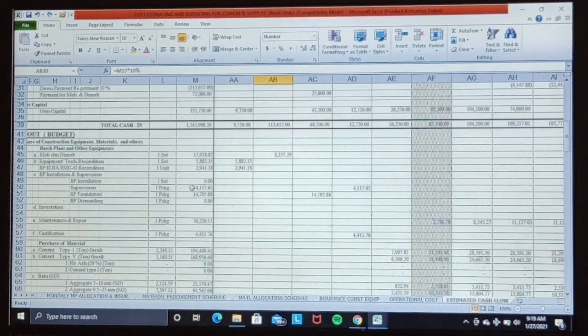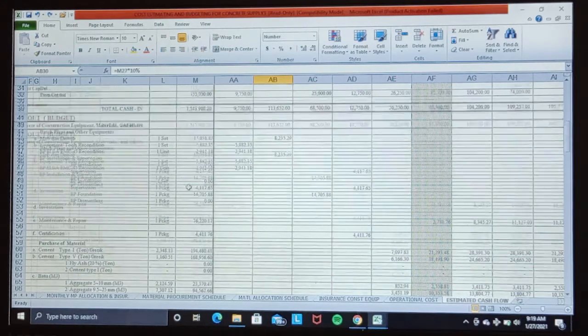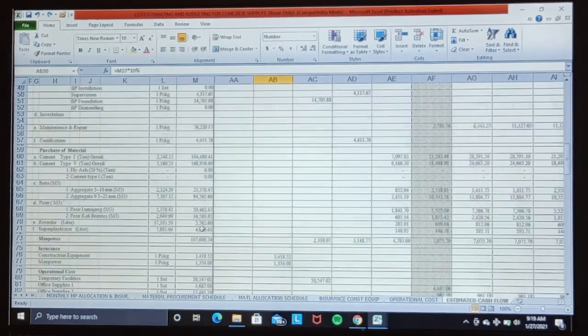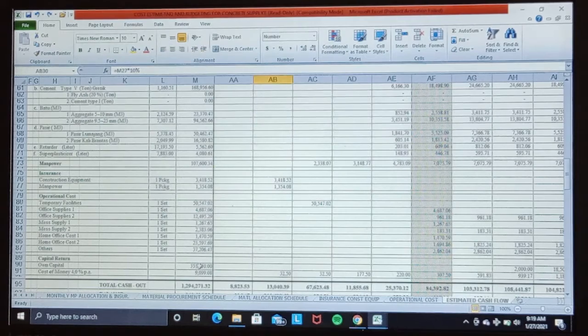For this reason, we use the company capital to finance the project, but we calculate the company's capital as a project loan. You could see here. And we pay back with cost of money. Yes, we apply only 4% per annum for cost of money. Okay, this is actually a hidden project profit also.